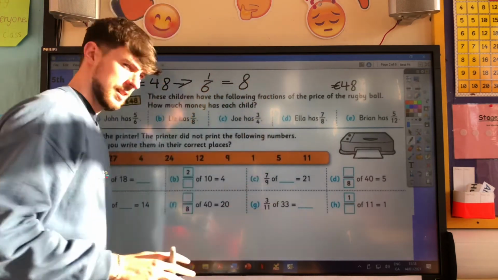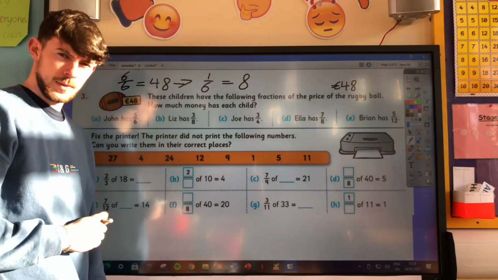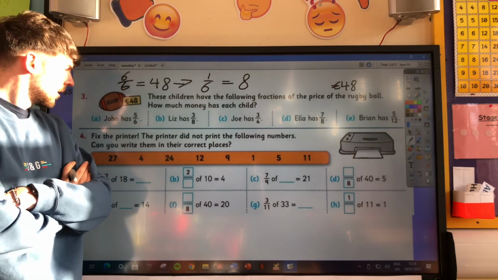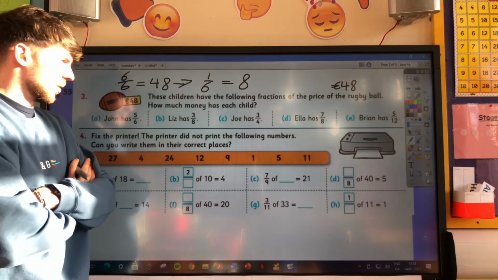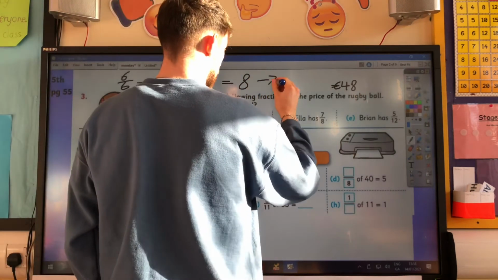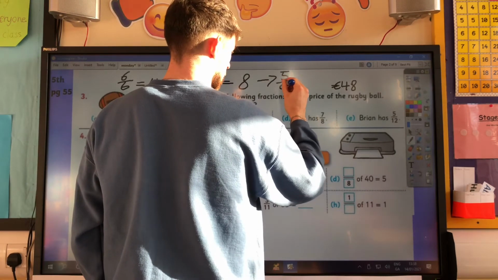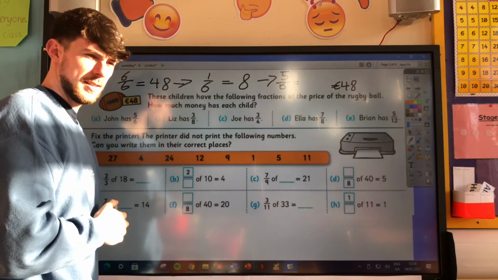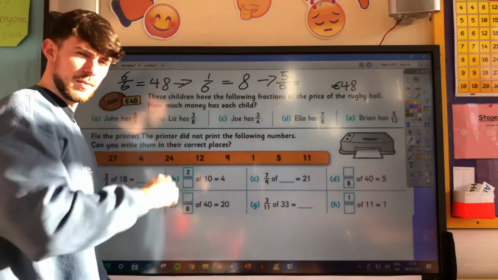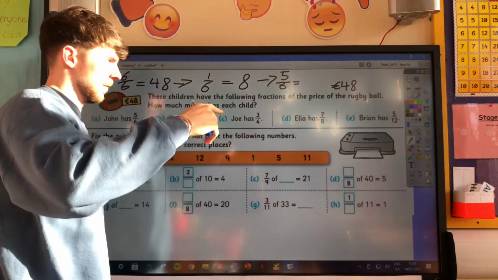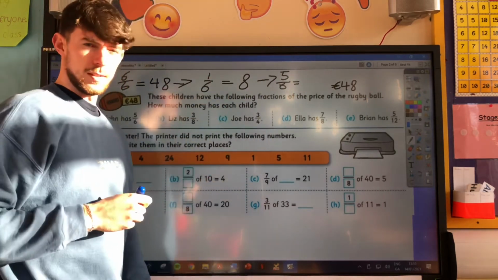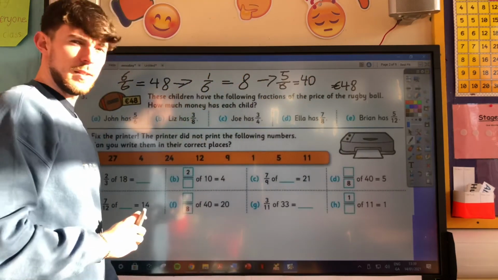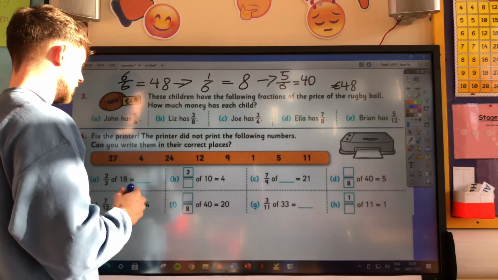So 8. And what do we have to do with that then? 1/6 is equal to 8. What do we have to find then? 5/6, don't we? So we make that into 5/6. We had 1/6, that was 8. What do we have to do to this number to get it to 5/6? Multiply it by 5. So 8 times 5 is equal to 40. So we know 5/6 of 48 is equal to 40.